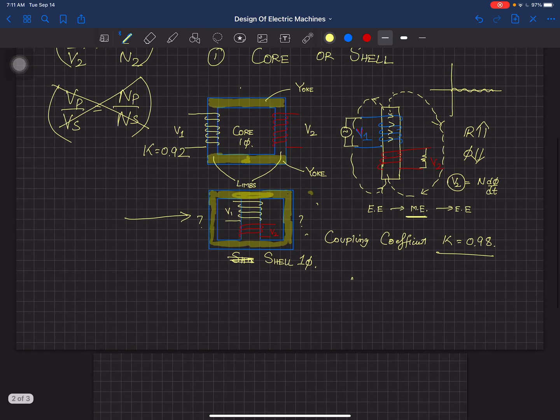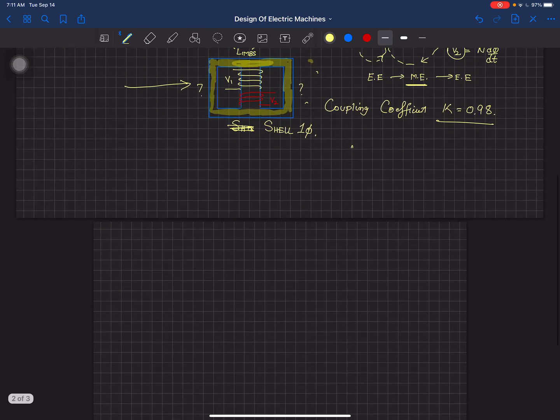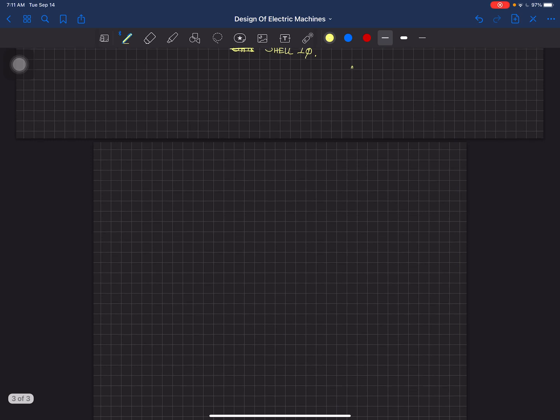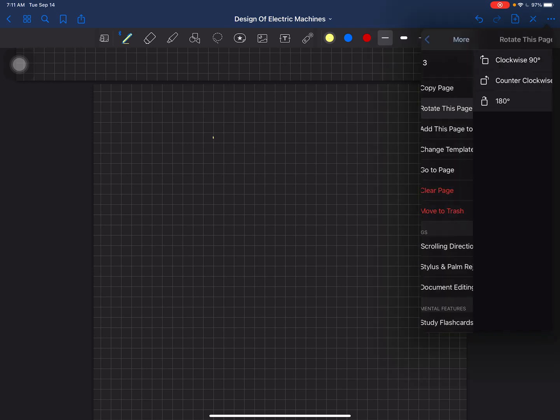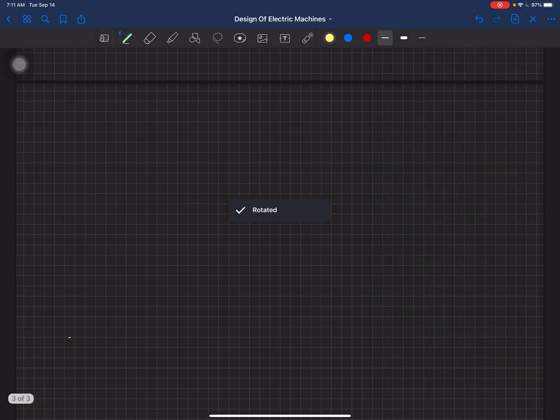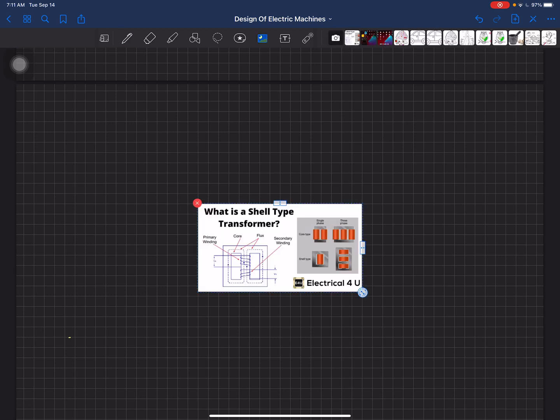So this is the core type and shell type transformer over here. Now coming on to a three-phase. How are these transformers three-phase over here? So this is going to be, let me just rotate this page. Okay, so a shell type transformer, in fact, let me just import a small picture over here.